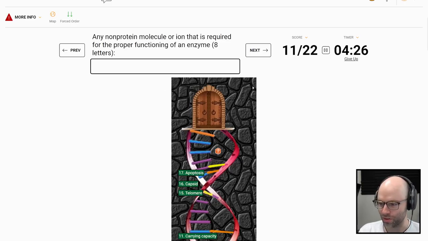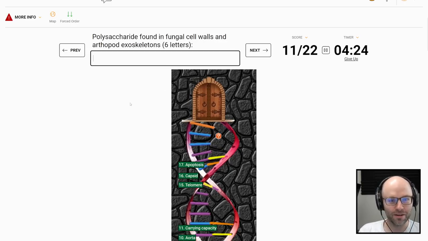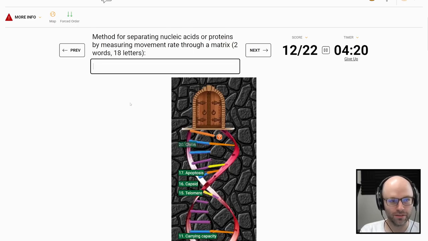I don't know the answer. I knew this at some point. I knew this in 11th grade. Polysaccharide found in fungal cell walls. Chitin. Method for separating nucleic acids or proteins by measuring movement rate through a matrix.